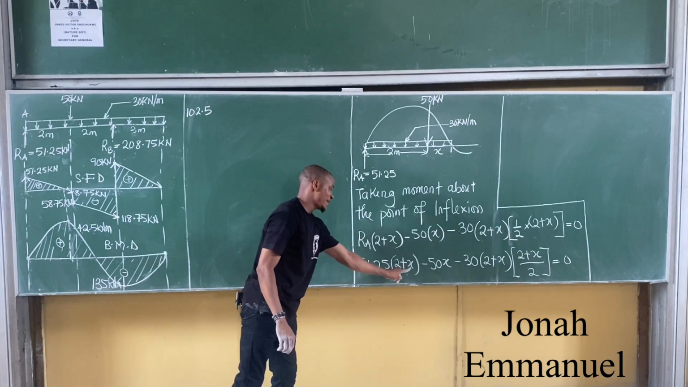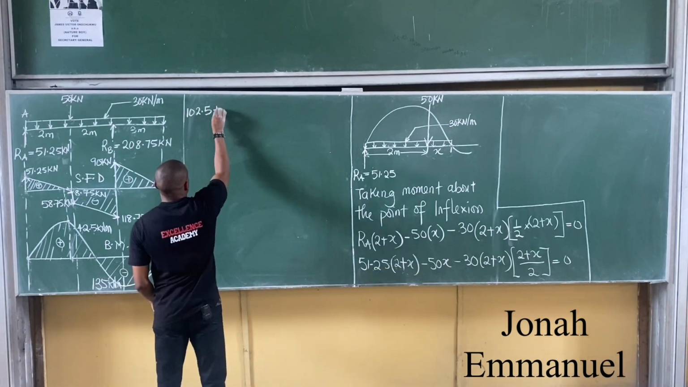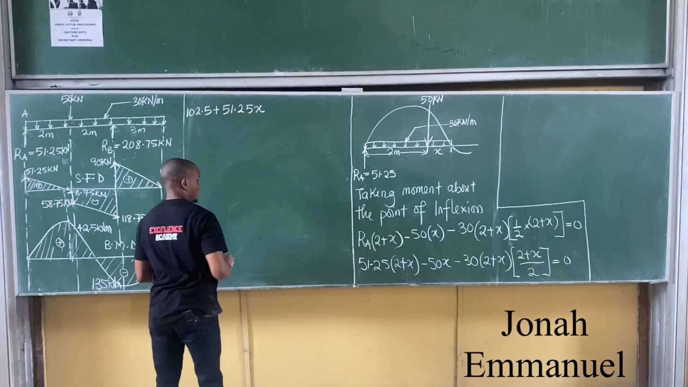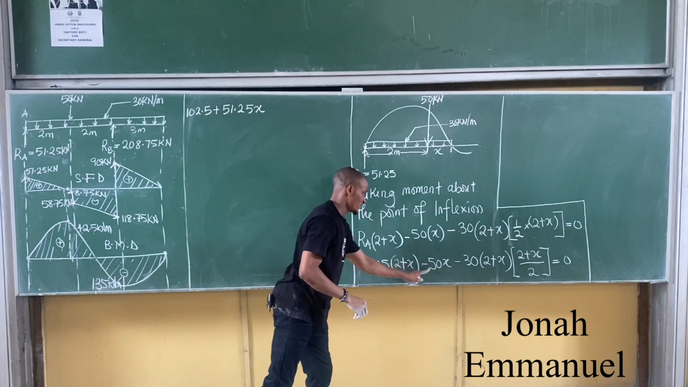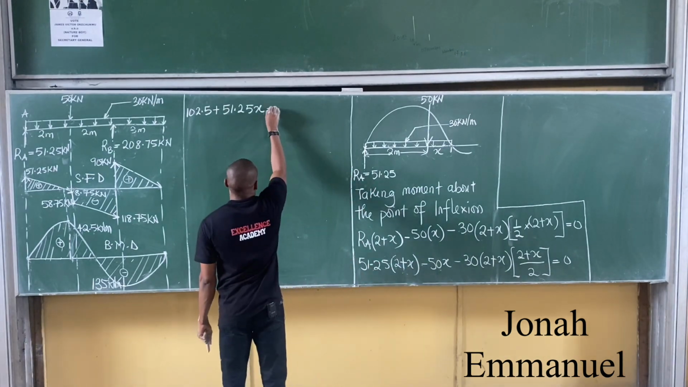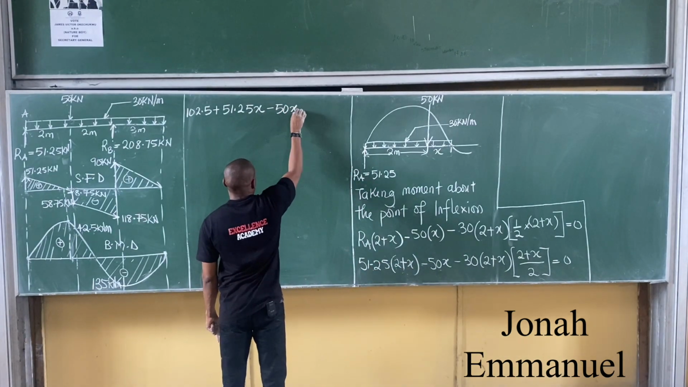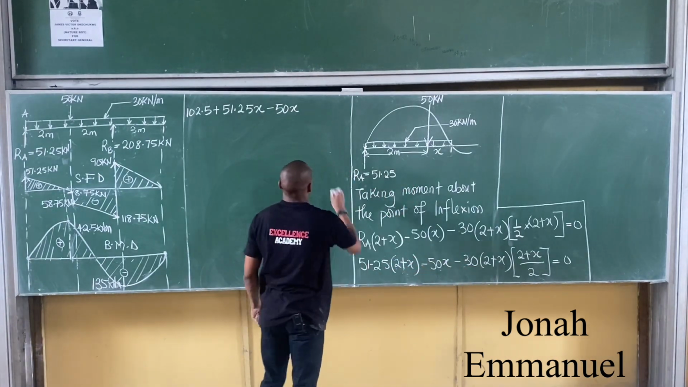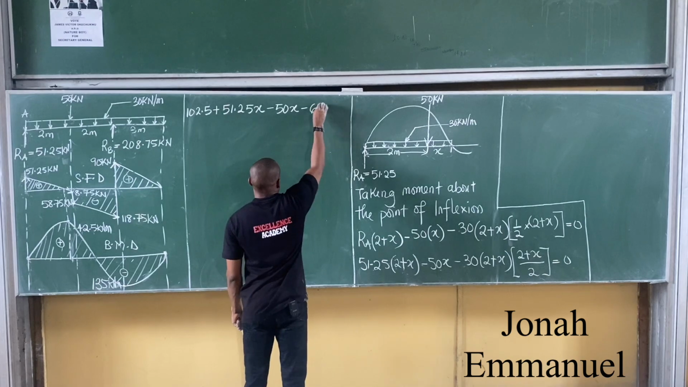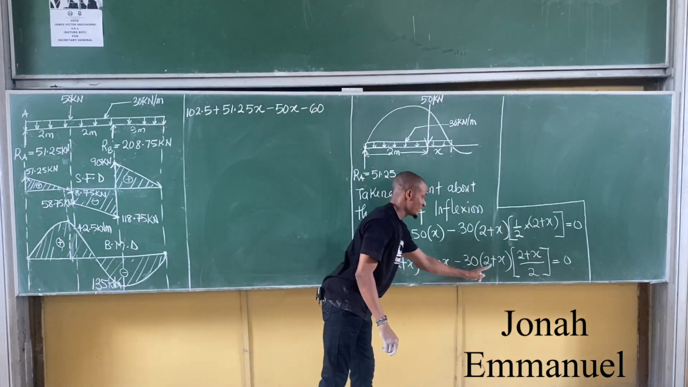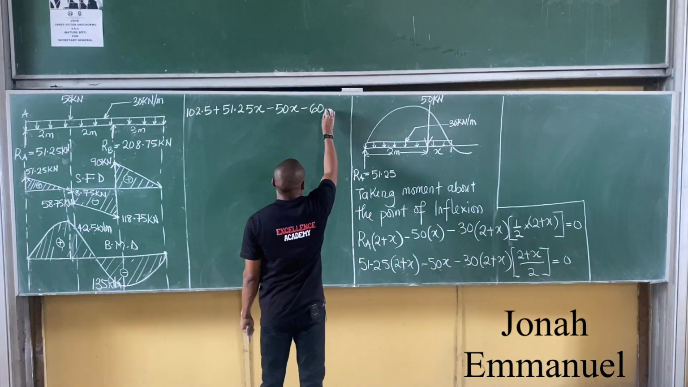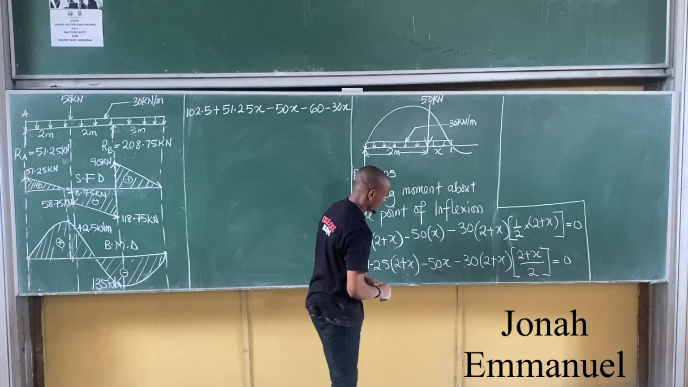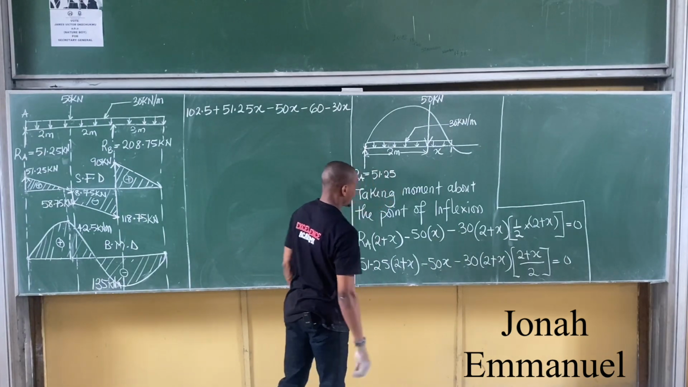Next up, this times x gives you what there? Plus 51.25 what there? X. Okay. Next up, minus 50x. Next up, minus 30 times 2, minus 60, minus 30 times x, minus 30x. From here, oh, it's not that deep.